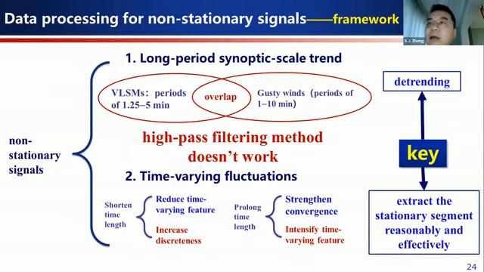The second is the time-varying feature of turbulent fluctuations. Shortening the time length is undoubtedly the most effective method to reduce the time variation, but it doesn't guarantee the statistical convergence, which increases the discreteness of the data, while prolonging the time length will intensify the time-varying factor. So traditional filtering methods suffer a dilemma in treating non-stationary signals. The key to non-stationary data processing is to remove the trend segments and extract the stationary segments reasonably and effectively.